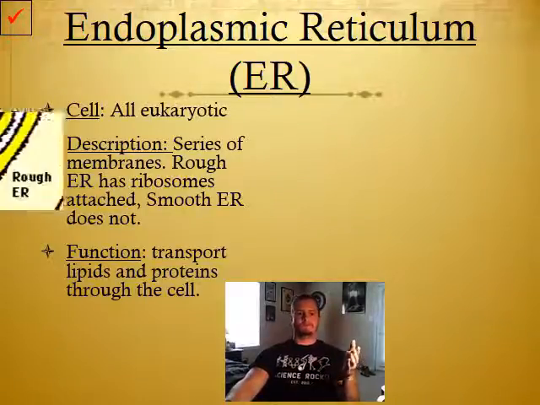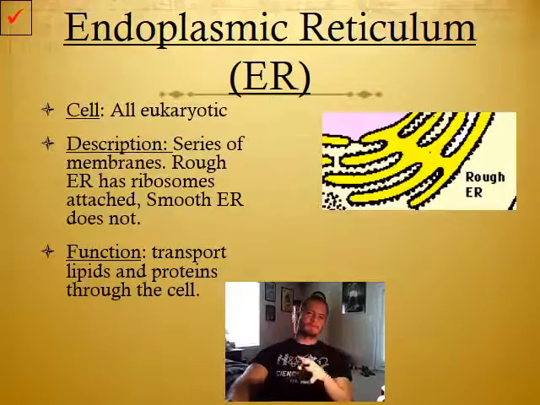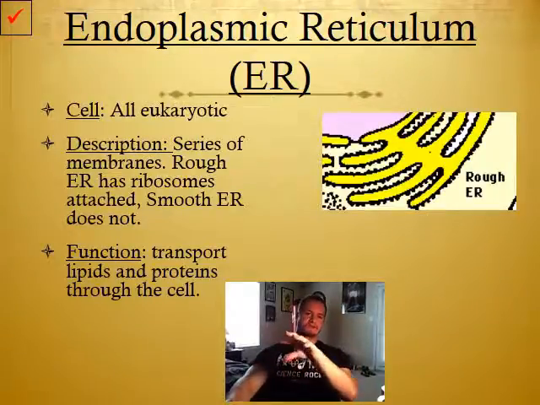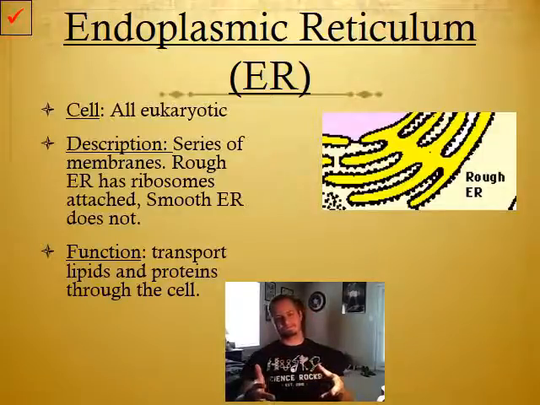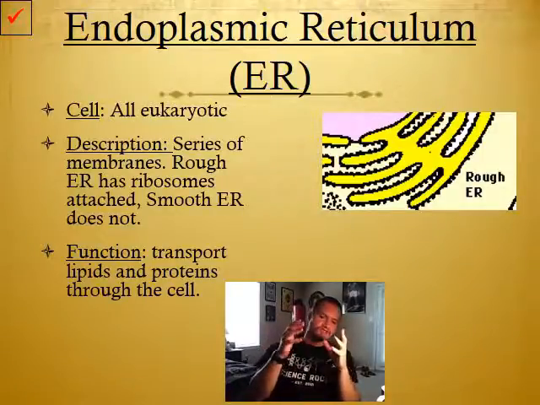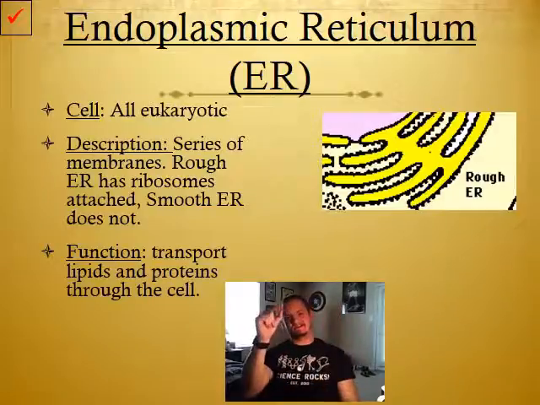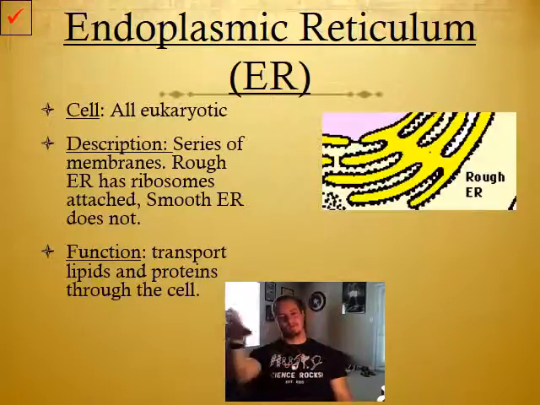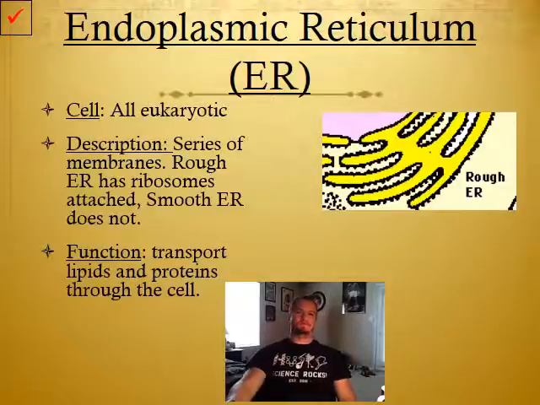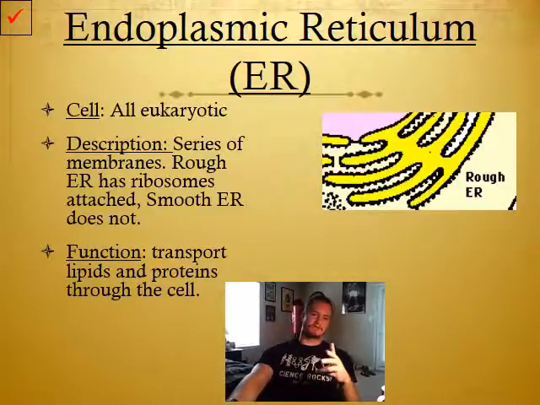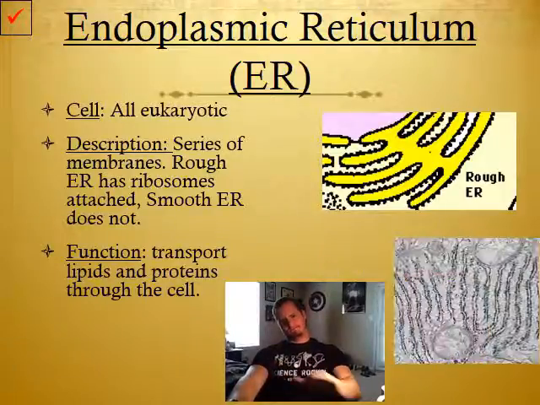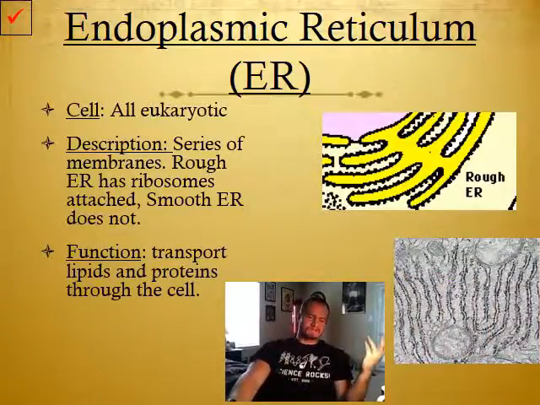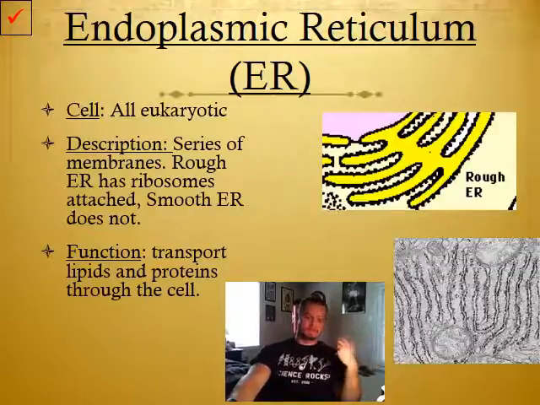We have two different types. We have the rough ER, which has ribosomes on its surface and produces proteins. So the whole reason it is rough is because it has these little studs or ribosomes all along the outside of it. Now, the smooth ER, on the other hand, transports lipids. So think smooth like butter. That's what basically means we're talking about lipids. Lipids are smooth, fats, smooth ER.